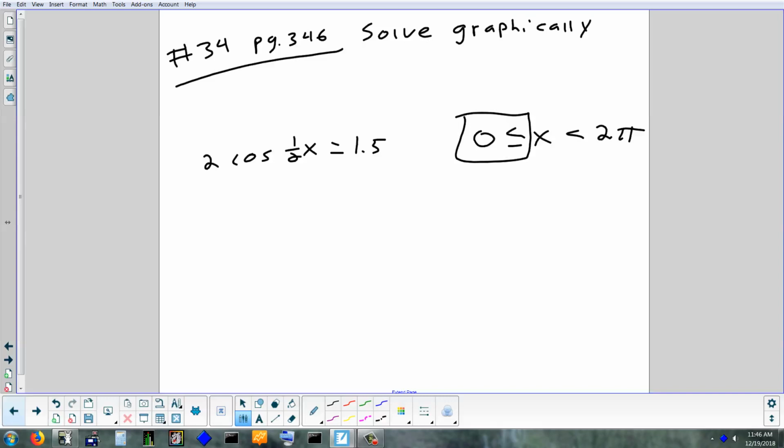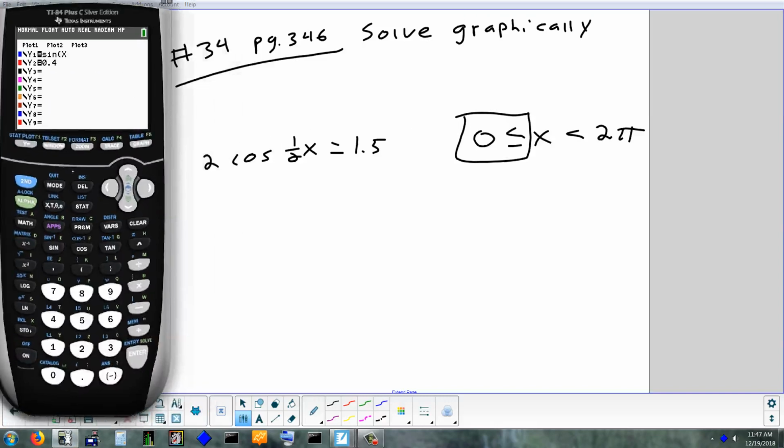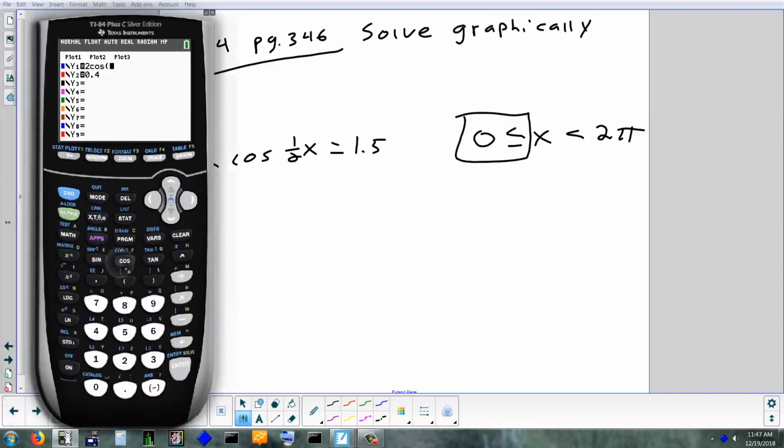All right, so let's graph it and see what it looks like and go from there. So 2 cosine 1/2 x. It's easier to type 0.5, so I'm going to do it that way. And 1.5. If you kept your window on what you had for the last problem, then you should already be set. I don't know if I mentioned it, but you can just type in 2 pi. It'll automatically figure out the decimal for you. You don't have to type it in. It'll do the calculation.